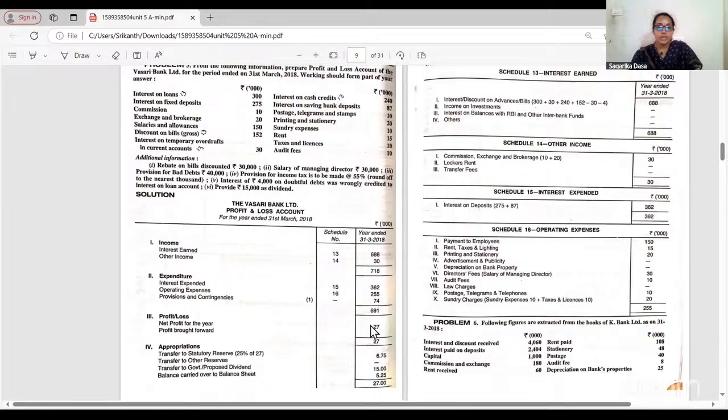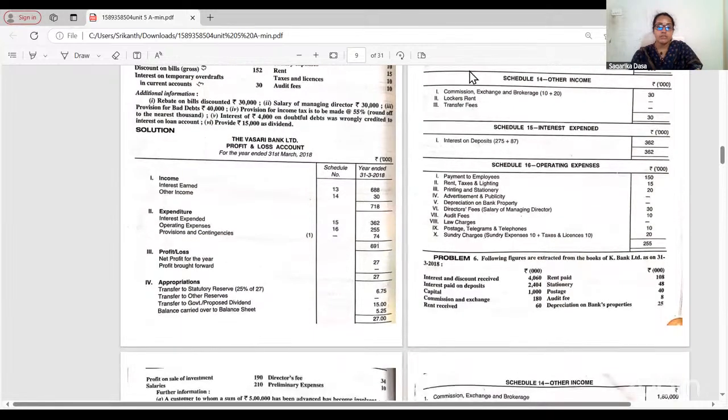Last year profit was not given to us, so we are taking it as nil. Then statutory reserve 25% we have to take. So 27 into 25% comes to 6.75. There is no other reserve given in the problem. But there is a dividend mentioned as the 6th point. Provide 15,000 as dividend. So if we eliminate 3 zeros from 15,000, it comes to 15. So 15 we are taking it.